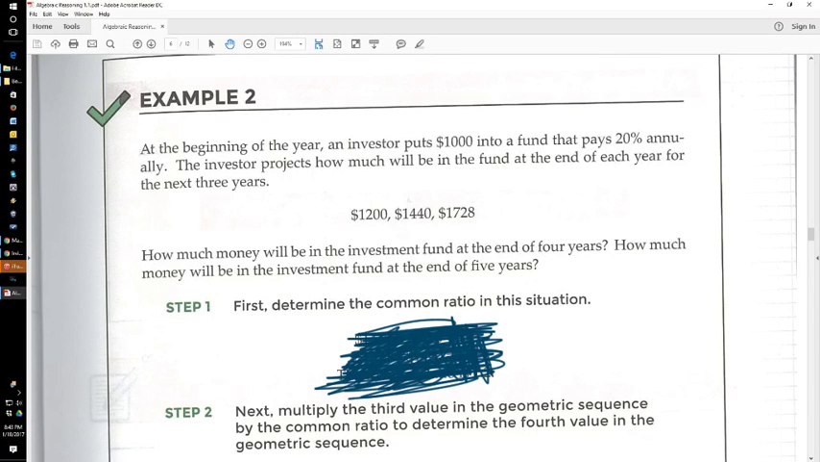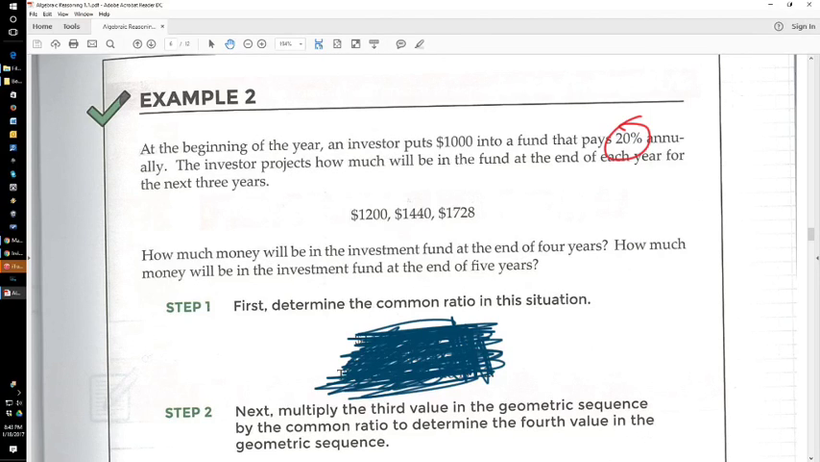Alright, this is still Chapter 1, Section 1, so 1.1, Example 2. At the beginning of the year, an investor puts $1,000 into a fund that pays 20% annually. The investor projects how much will be in the fund at the end of each year for the next 3 years. How much money will be in the investment fund at the end of 4 years?